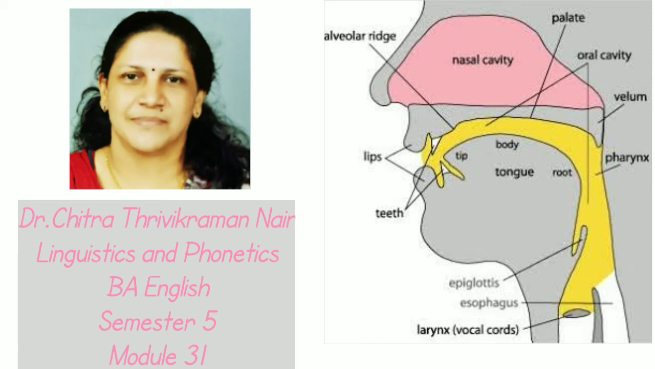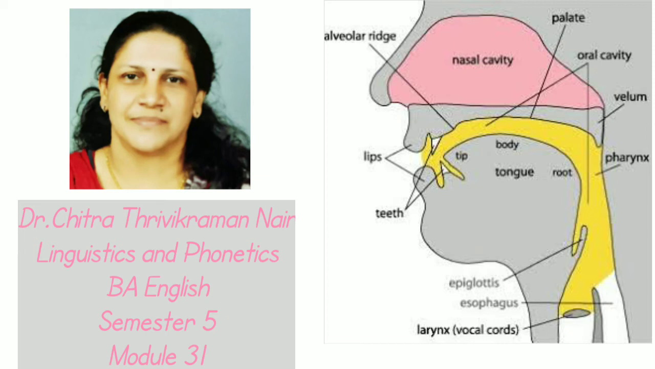So that is all about the roof of the mouth. We shall have a quick recapitulation of the important points, or the important articulators, that come under the roof of the mouth. The roof of the mouth is also technically termed palate, and it is broadly divided into three: alveolar ridge, hard palate, and the soft palate.